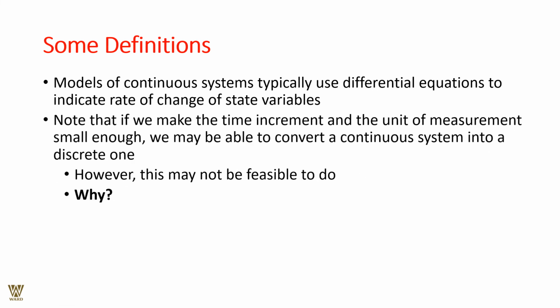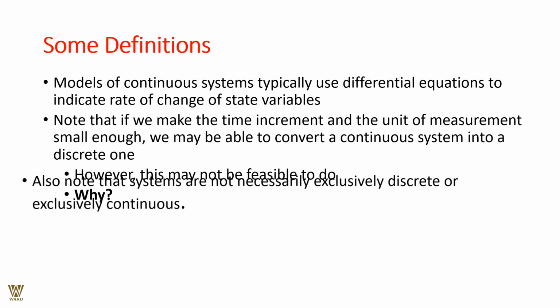Now, what are we looking into? Note, if we make the time increment and the unit of measurement small enough, we may be able to convert a continuous system into a discrete one. So we can have small batches and that would be discrete. However, this may not be feasible. Why? The reasons are plentiful.